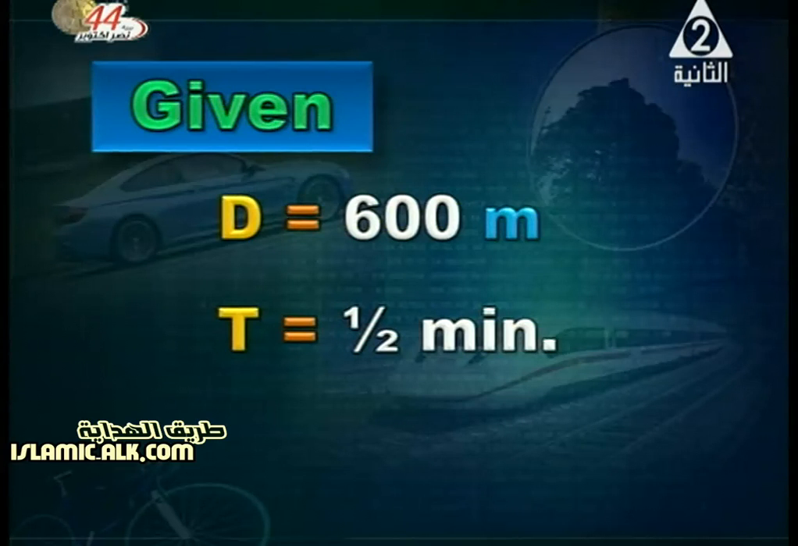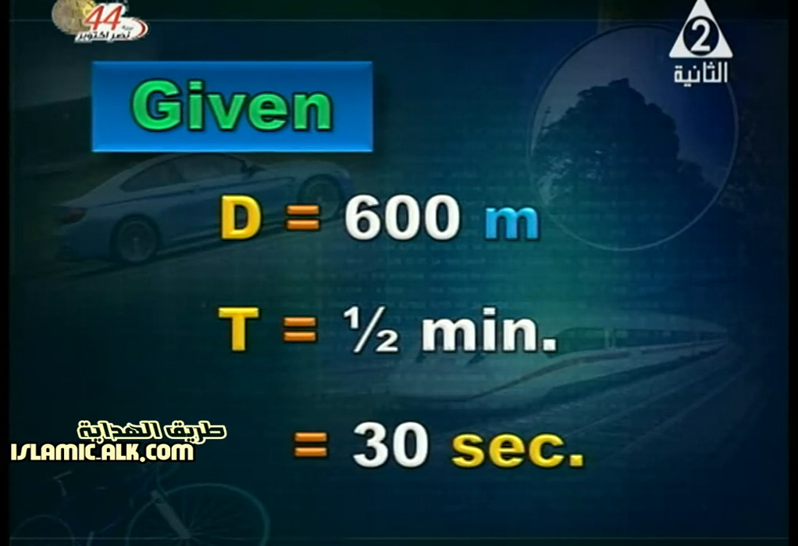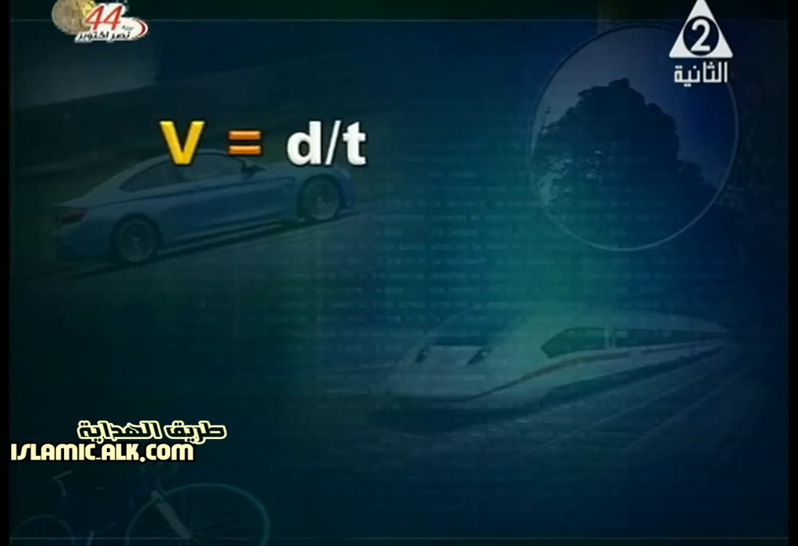Oh, it's not right. Why? Because we work in seconds. Change it to seconds, equal 30 seconds. That's what we need, to change. If you have a minute, you must change it to seconds. Half a minute is 30 seconds. 1 minute is 60 seconds. Now, what do you have? Good, my dear. You can write the law.